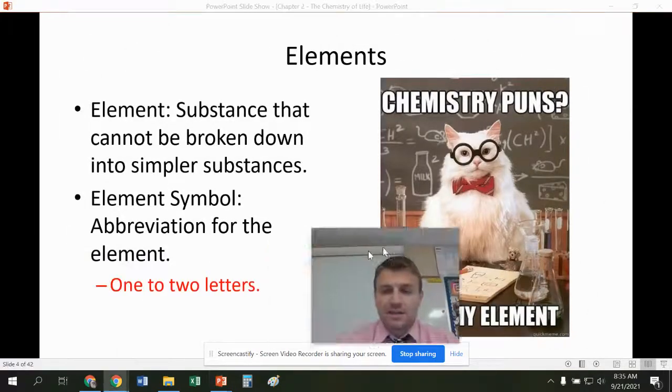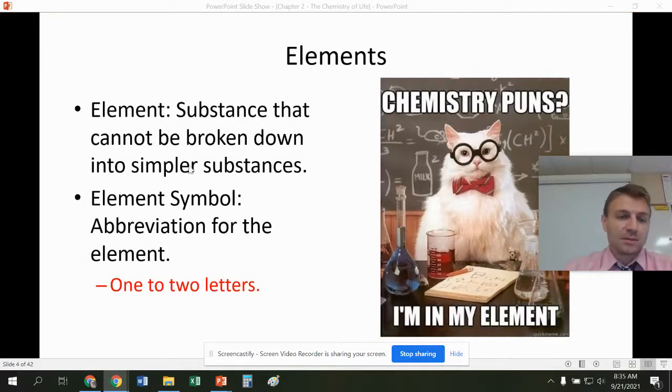Next, we move on to elements. Elements are substances that cannot be broken down into simpler substances. They can be broken down, however, like into protons, neutrons, and electrons, which we will get to next. However, those substances won't have the same properties as the elements. So you can break down carbon, but once you break down carbon into protons, neutrons, and electrons, it's not going to have the same kind of properties as it did before.